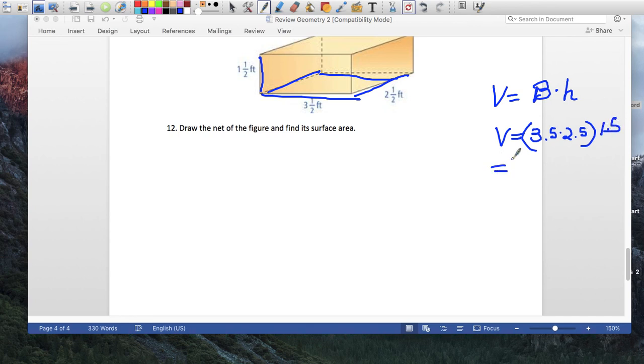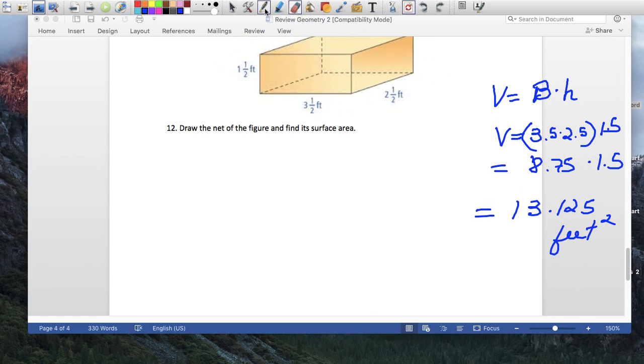So 3.5 times 2.5 equals 8.75. And then we're going to go up 1.5. And 8.75 times 1.5 is going to give us 13.125 feet squared. That's the volume of our shape.